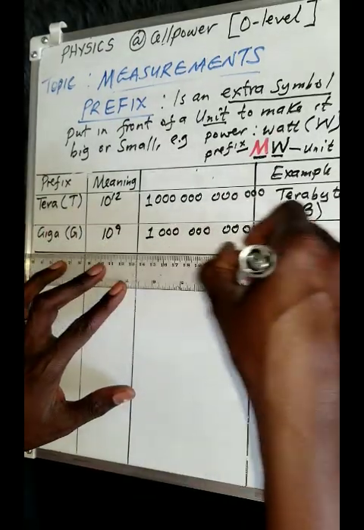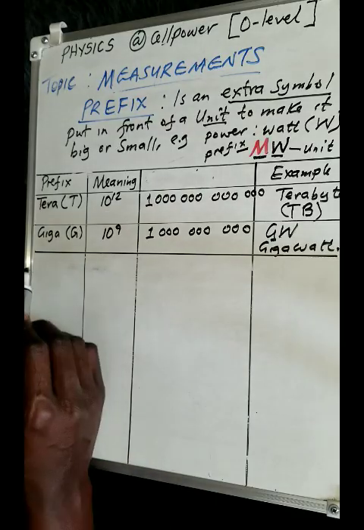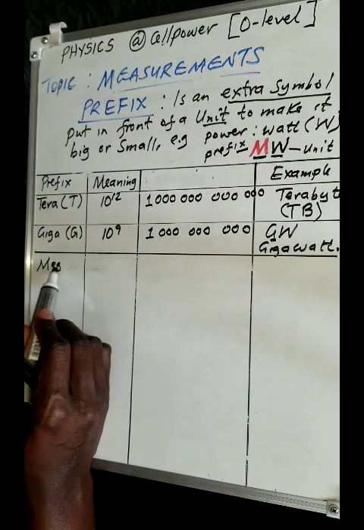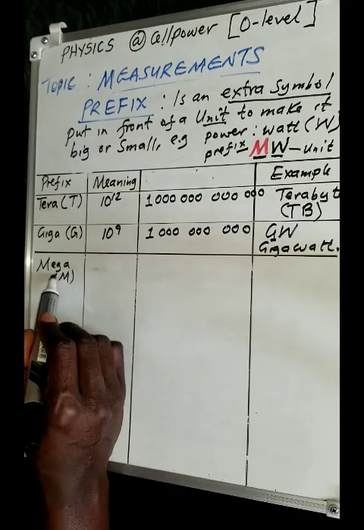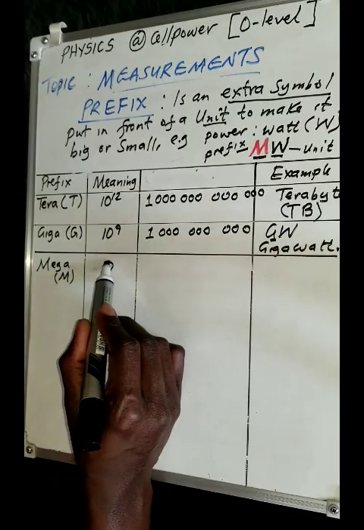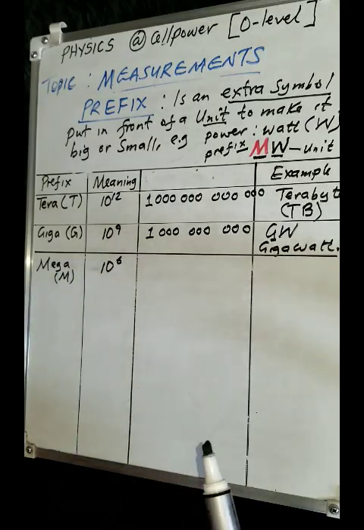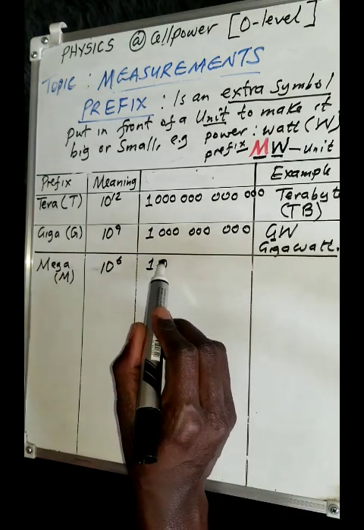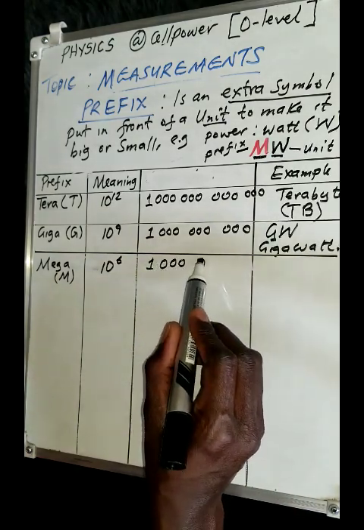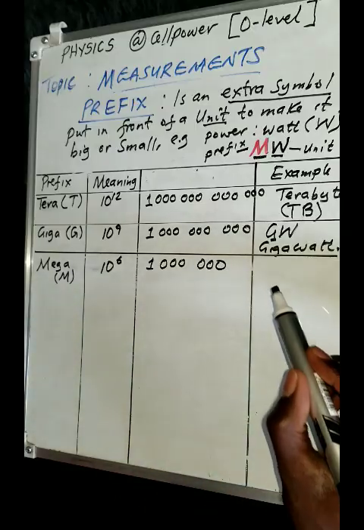All right. You can also have, apart from that, what we call mega. It is represented by capital letter M. What does mega mean? 10 to the power 6. That's what mega means. So you can think of a number with 6 zeros. In other words, a million.